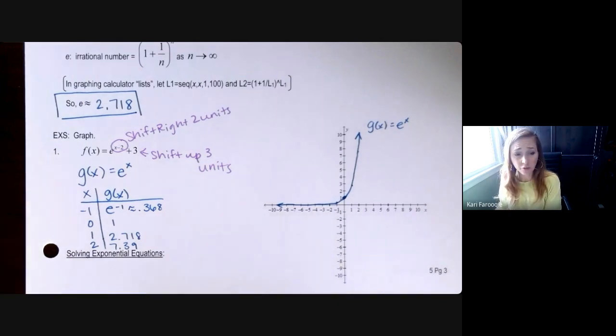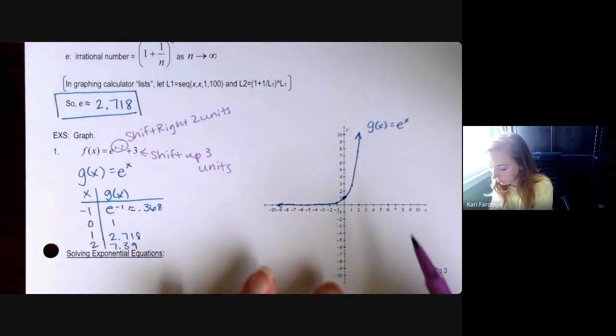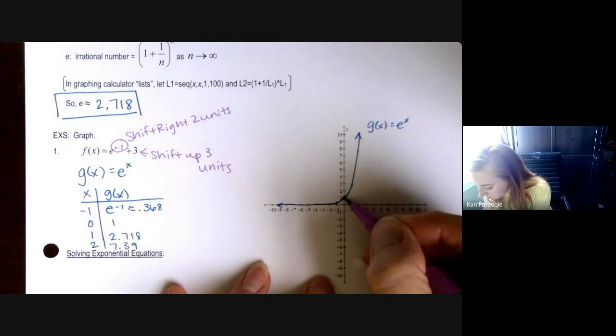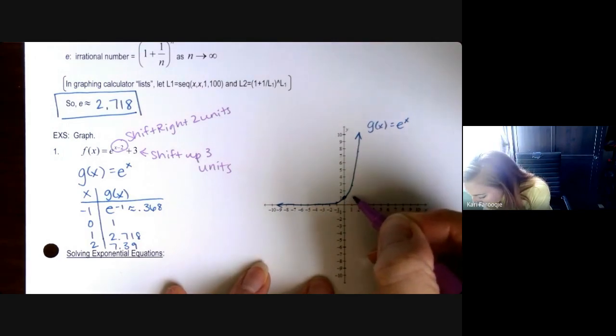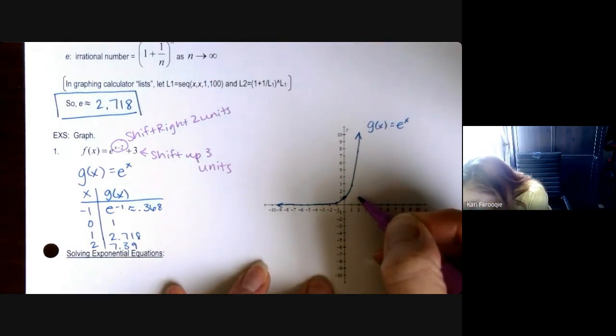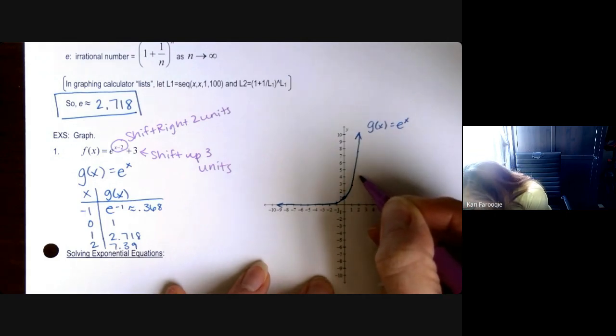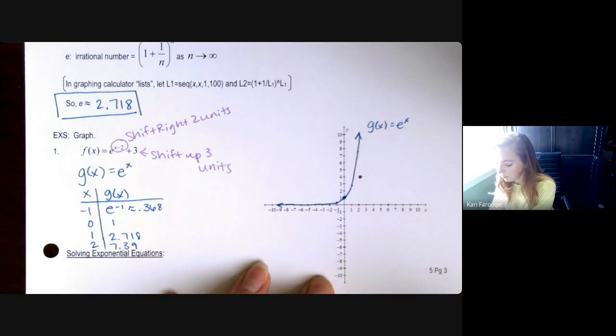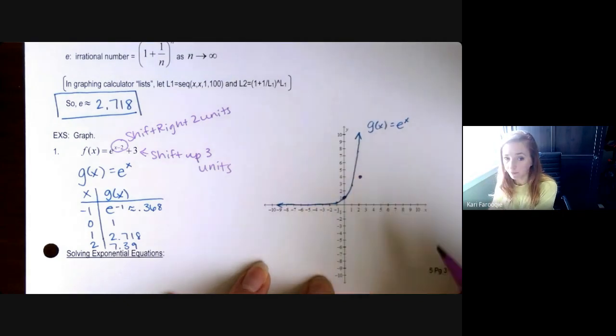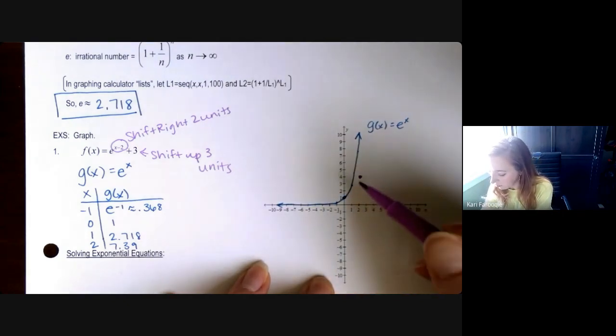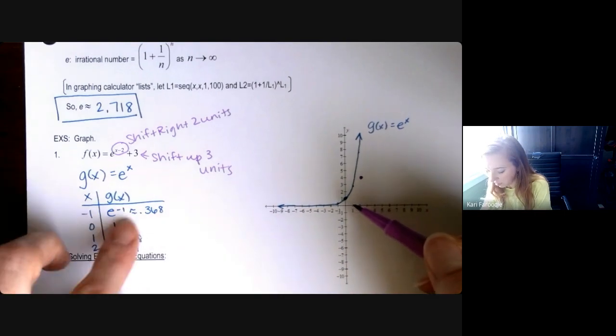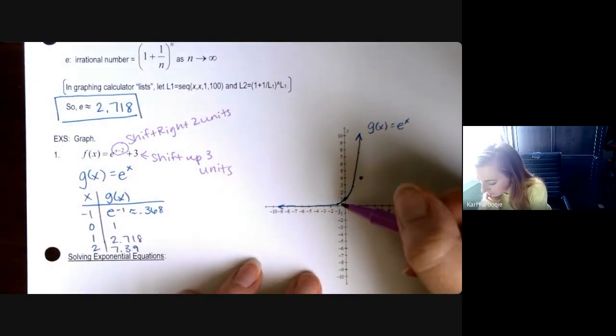All right, so we're going to take our points. We're going to shift them to the right 2 and up 3. So I'm going to start with my intercept. I'm going to go to the right 2 and up 3. So I'm now at 1. I'm going to add 3 more. I'm going to get up to 4. So this is where the intercept is moving. And then I'm going to take the point at -1 and about 0.368. I'm going to move it to the right 2.